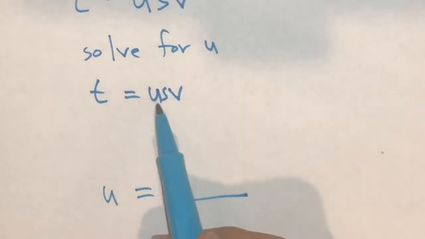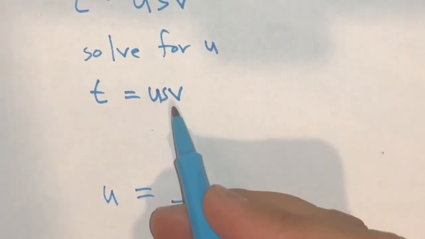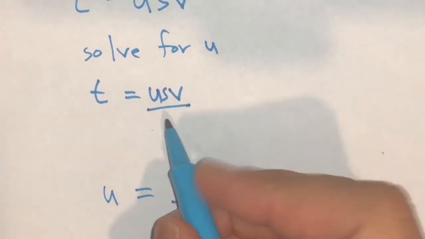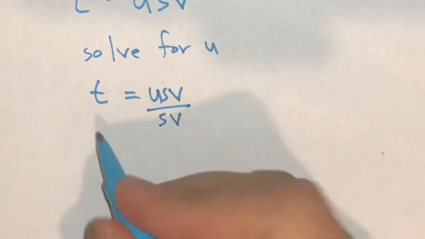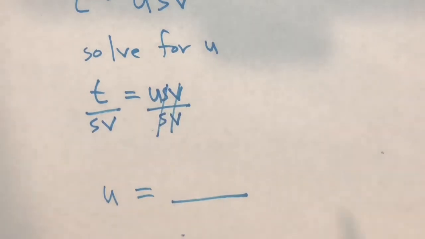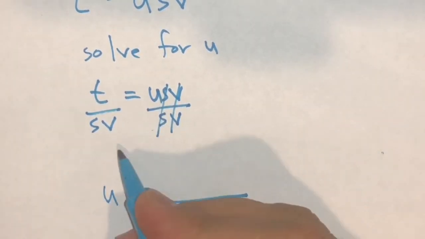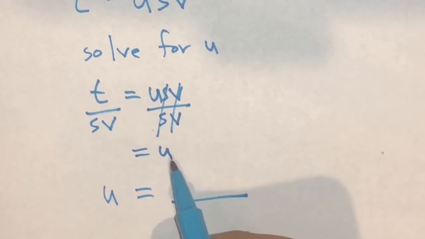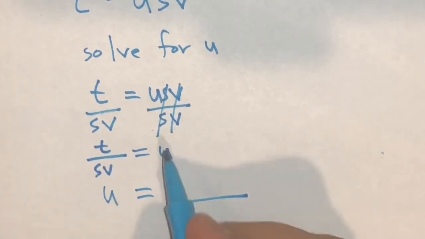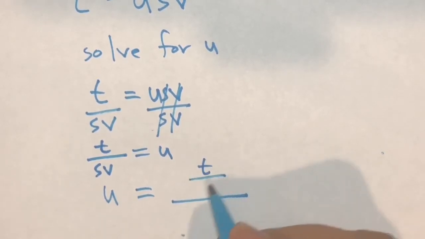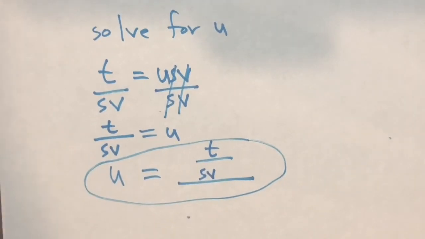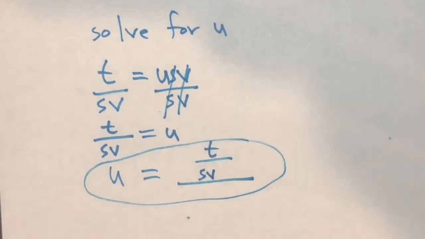Okay, so let's start with rewriting. T equals U times S times V. We know the inverse of times is division, so we're going to divide both sides by SV. Okay, these are going to cross out, so we're going to be left with U on this side, which is what we want. And on this side, we can't simplify this anymore, so that is our final answer. U equals T over SV. Pretty simple, right?